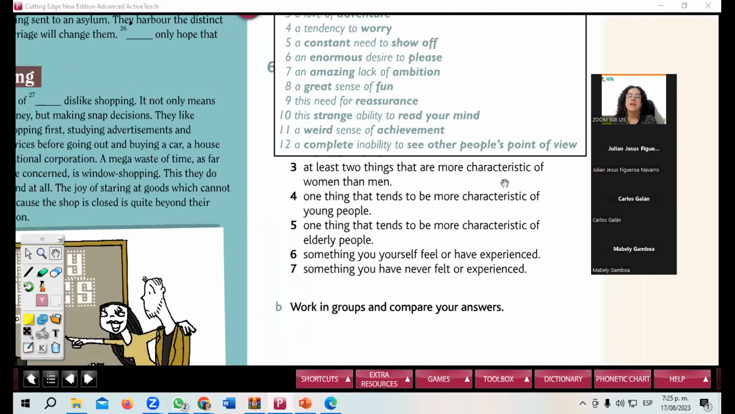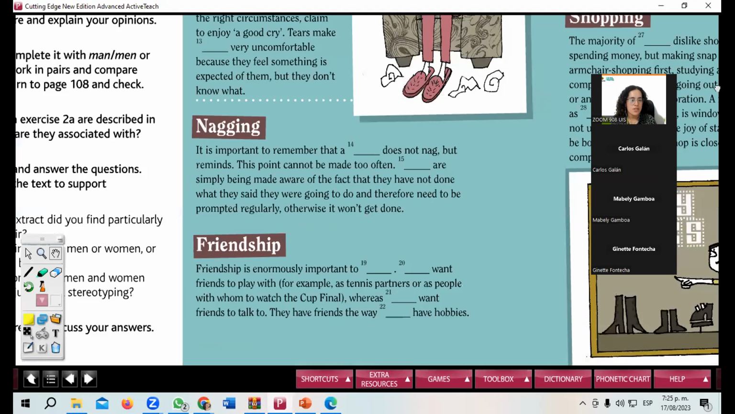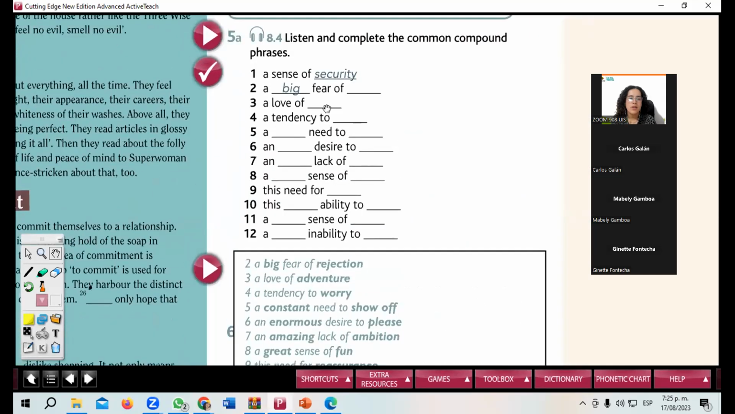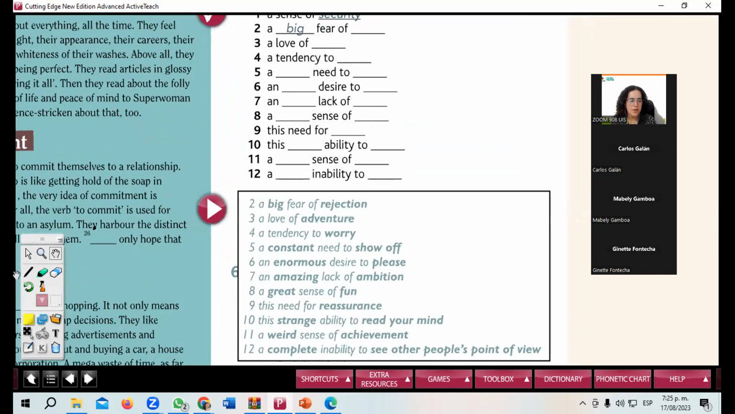For example, Jeanette. Two things that are more characteristic of women than men. Teacher, I put the tendency to worry about the little things. Okay, so it's on the other side here. Tendency to worry about little things. Where is it? Oh, this one, number 4. It's number 4 here. Yes, teacher. Okay. And what else?